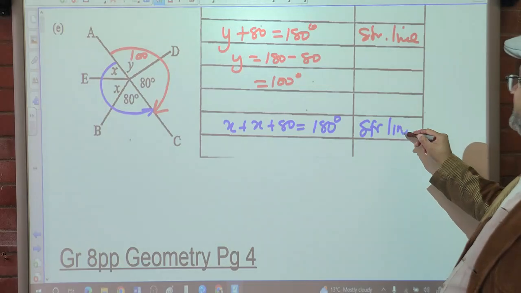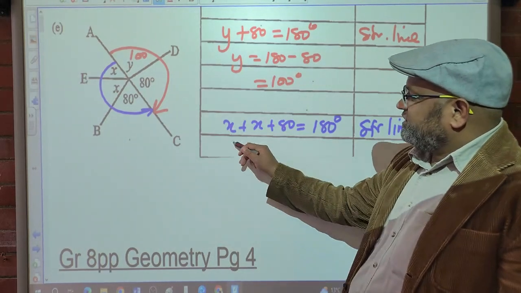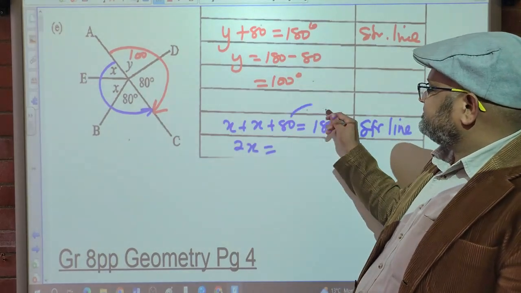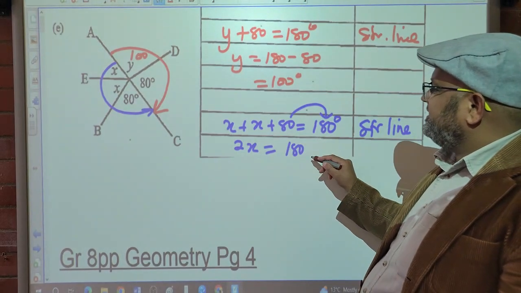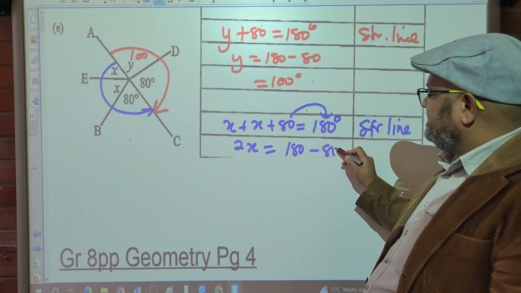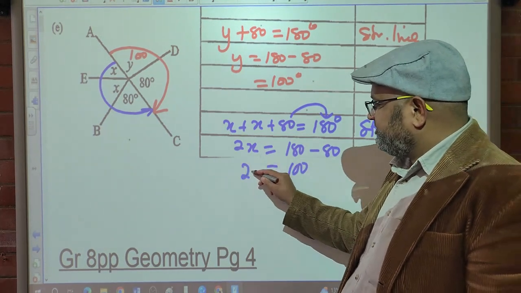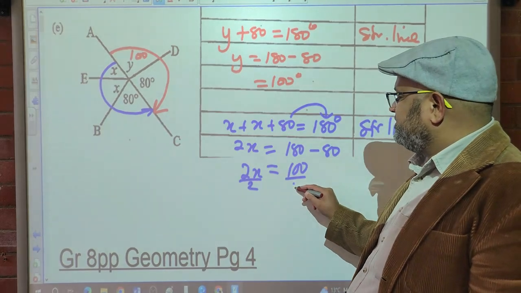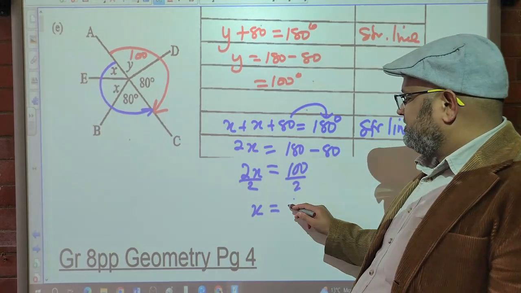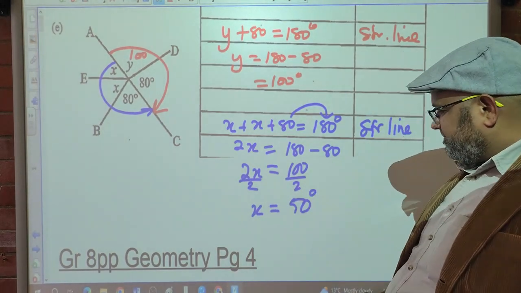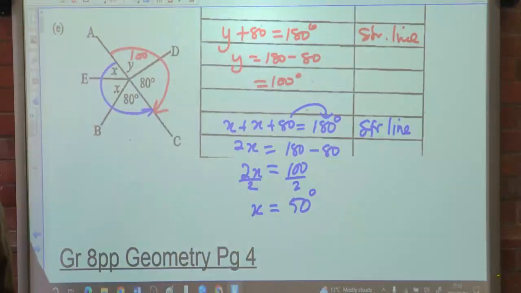The reason is a straight line, so you're going to get 2x is equal to 180 minus 80, which is 100. So divided by 2, x is 50 degrees. Guys understand? Yes, sir.